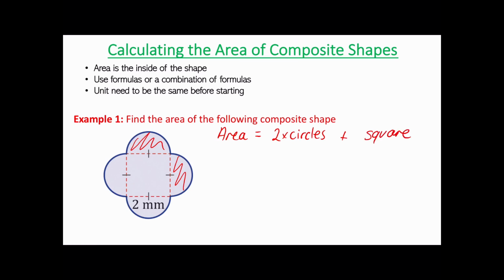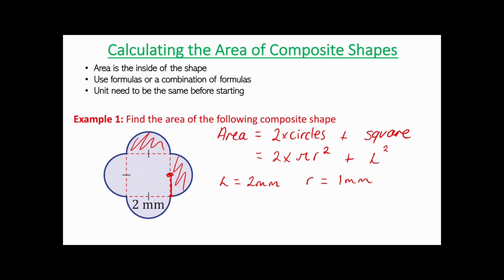And if I look at my formula sheet, the area for circles is pi r squared, and the area for a square is L squared. So now I need to find the value of my L, or my length, and the value of my radius. My length is actually labelled for me. That's just 2 millimeters. My radius is going to be half of that length, because the radius is the bit that goes from the circumference of the circle to the center point. So my radius is 1 millimeter.